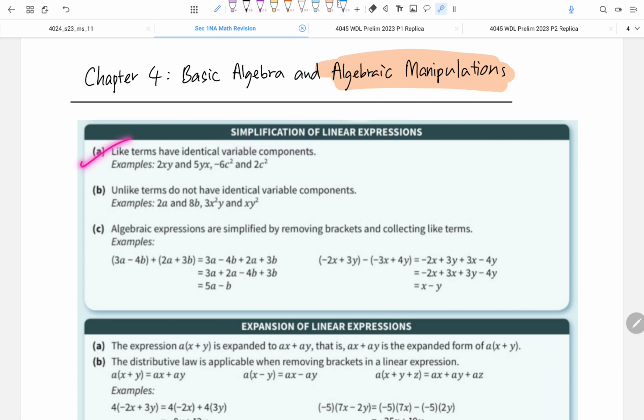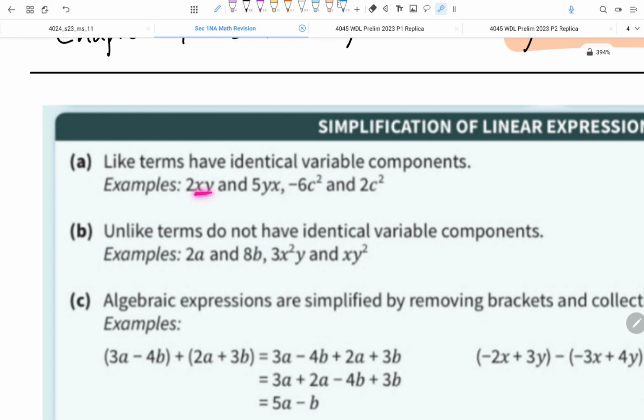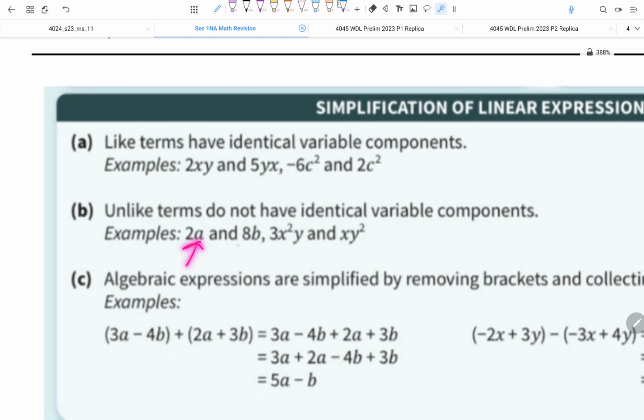Part A, like terms are considered terms that have identical variables. For instance, xy, even though it's written like that, these two are what we call like terms. They can be added and subtracted together. C squared, there's a number negative 6 and 2, but you still see a c squared. We call them like terms. Now, unlike terms are things like a versus b, x squared y versus xy squared. They are unlike terms.